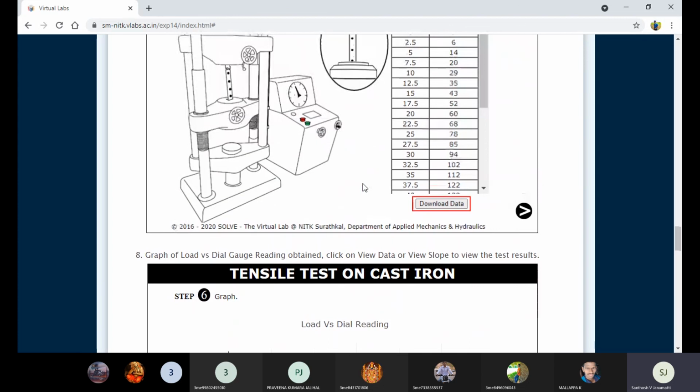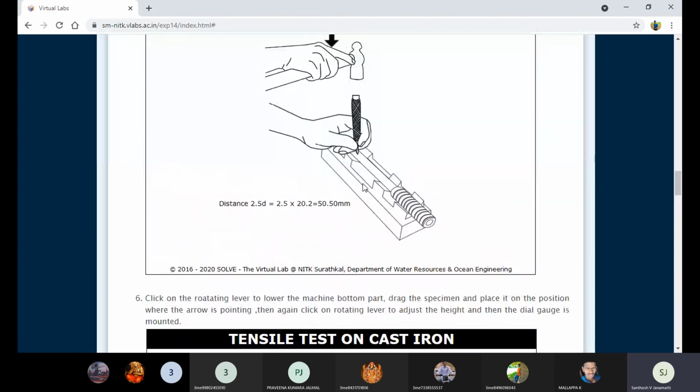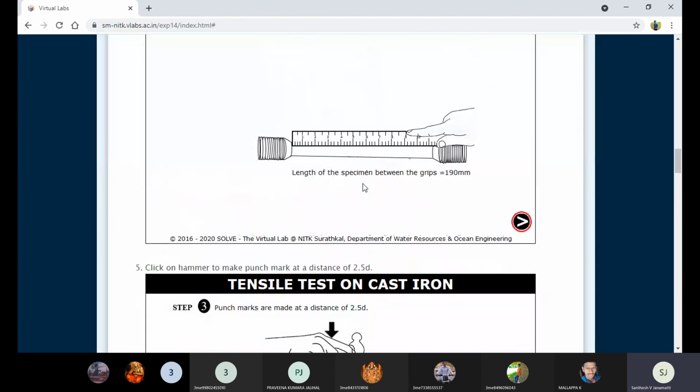I hope you understand this experiment, the tensile test for ductile materials and brittle materials. For each experiment we are taking the examples of mild steel and cast iron. So I hope you understand how to conduct the tensile test, right? Is it clear? Okay. Clear now? Okay, thank you very much.